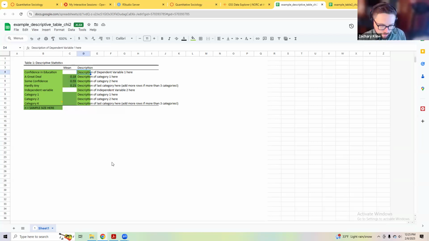Now we're going to put descriptions. How much confidence R has in people who run education in USA? Great deal of confidence. 1 equals yes, 0 equals no. So when we're doing descriptions for our dummy variables, we always want to specify what is 1 and what is 0. Some confidence. 1 equals yes, 0 equals no.